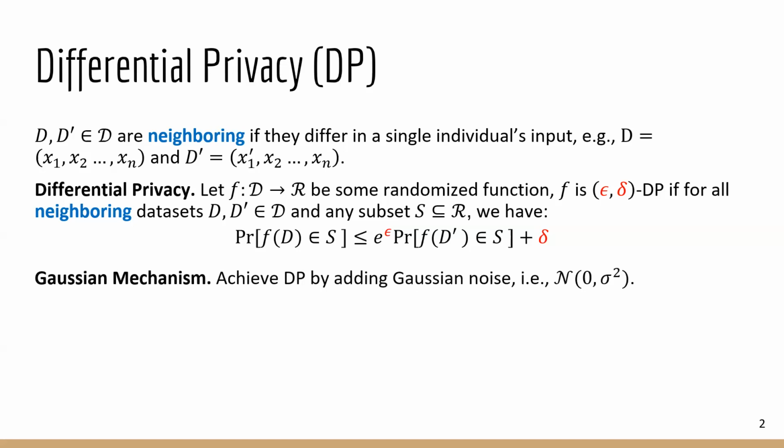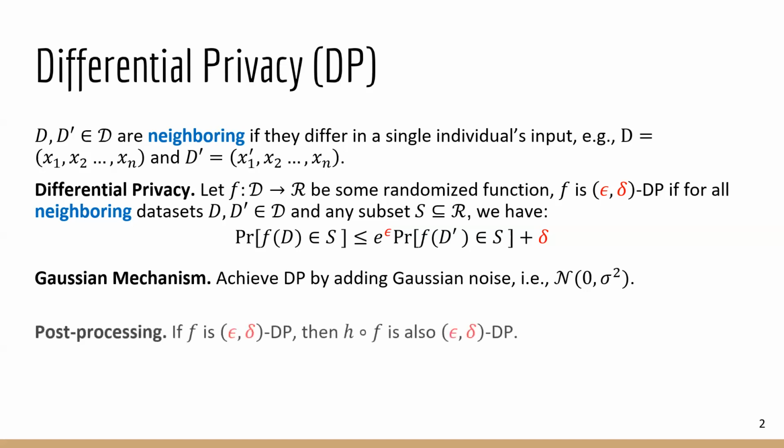One generic way to achieve differential privacy is to use the Gaussian mechanism, adding Gaussian noise to perturb the output. Finally, one last property of differential privacy is post-processing, which means that once the function is already differentially private, then whatever computation you perform on its output will not further degrade its privacy guarantee.